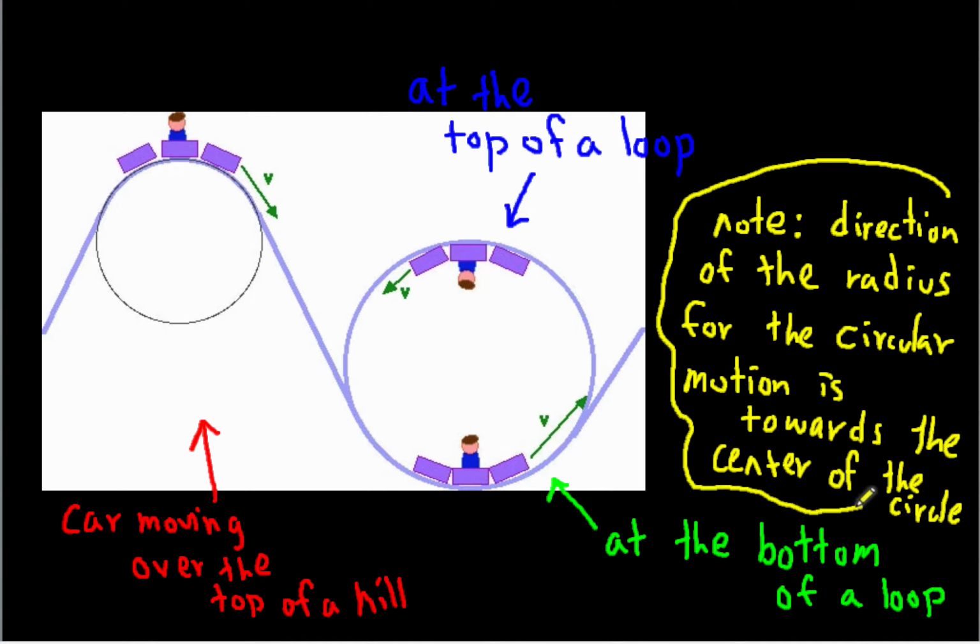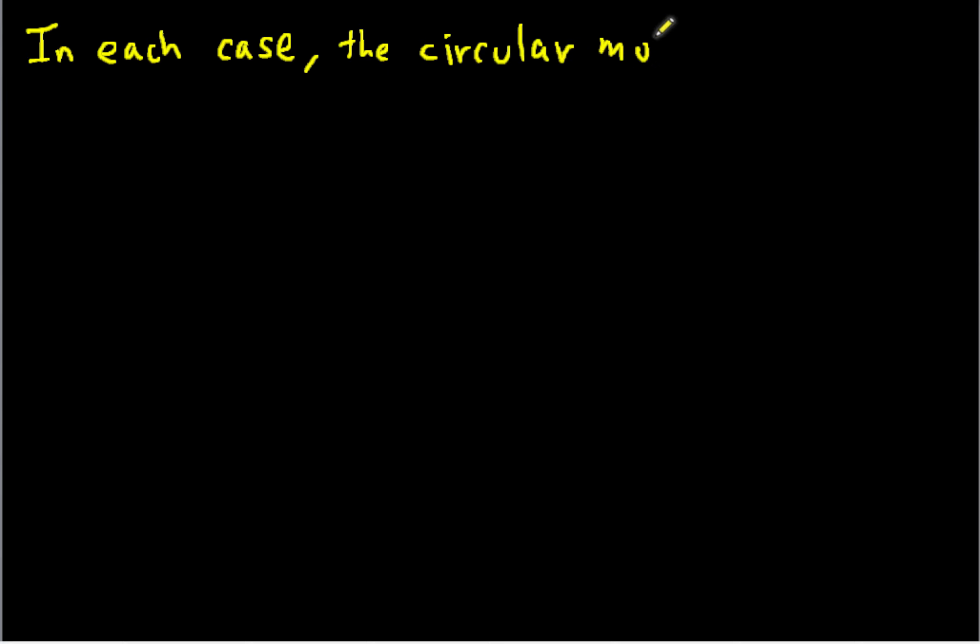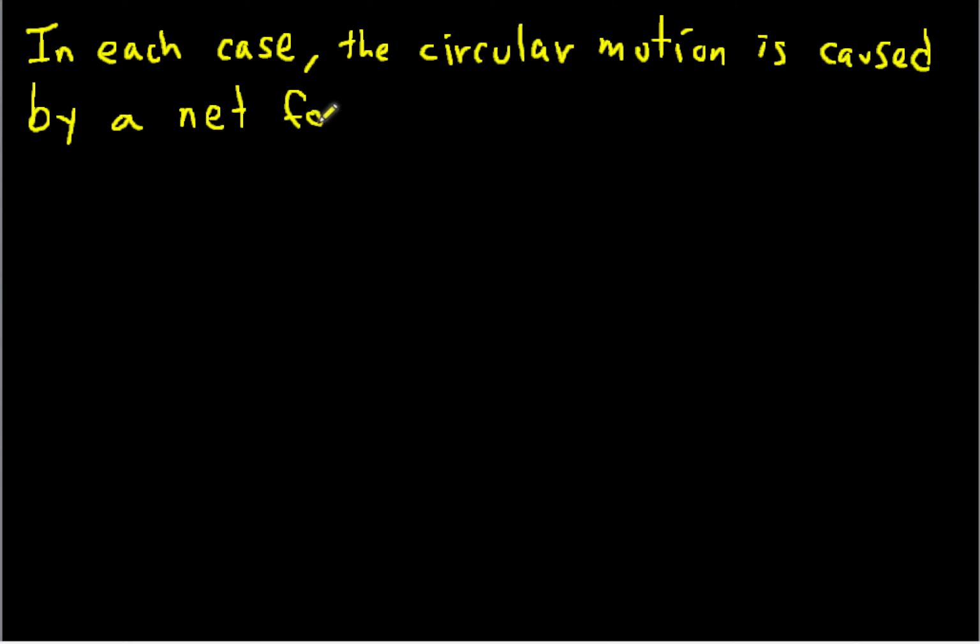So for an object at the top of the hill, the radius is down, which means it's negative. For an object at the bottom or the top of a loop, the radius is also down, and the radius of the bottom of a hill is up or positive. In each case, the circular motion is caused by a net force acting on the object. Circular motion is a cause, not an effect. It's the net force on an object that causes it to move with centripetal acceleration.